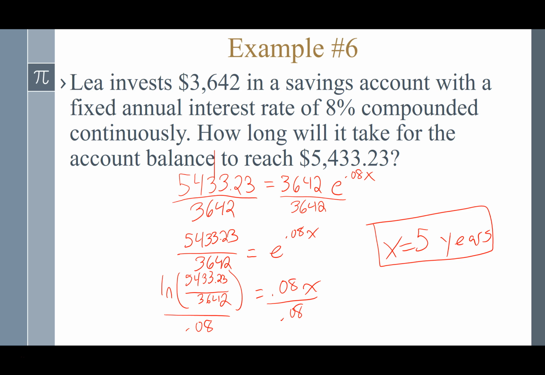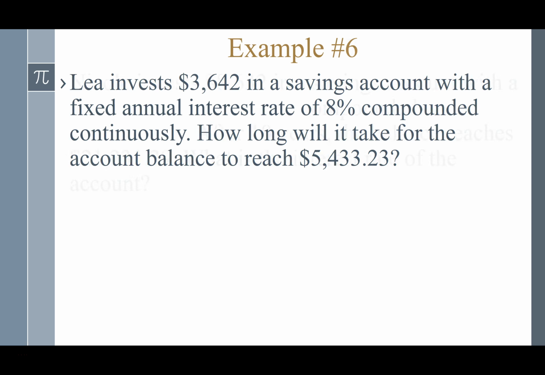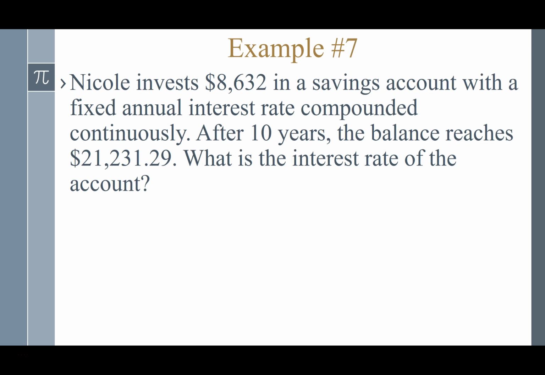When we first talked about compound interest, we didn't do that because we had not yet, at least in my class, discussed how to rewrite the exponential. Now we do, so now we can solve for time, which means we can also solve for the interest rate. So Nicole invests $8,632 into a savings account, fixed annual interest rate compounded continuously. After 10 years, the balance reaches $21,231.29. What is the interest rate of the account?